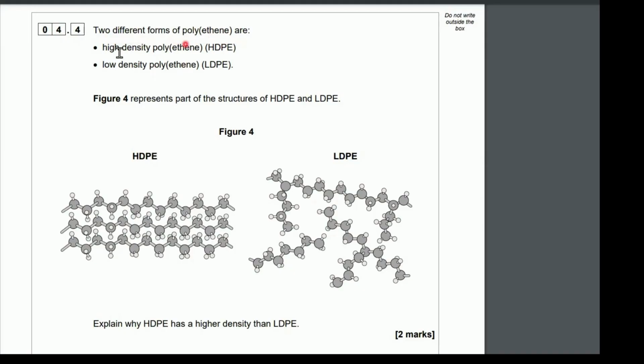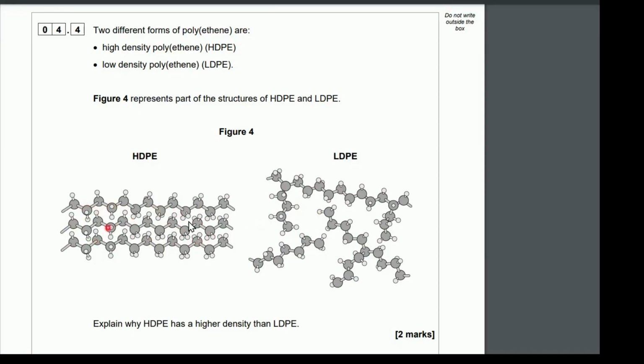4.4. Two different forms of polyethylene are high density polyethylene, HDPE, and low density polyethylene, LDPE. Figure 4 represents part of the structure of HDPE and LDPE. So we've got part of the units of HDPE and LDPE. Explain why HDPE has a higher density than LDPE. So if you look at this, why would you say this is more dense than this? Basically, if you had the same volume, the HDPE would be a lot heavier than the LDPE. Why is that? And hopefully you've spotted HDPE, the layers are closer together, or the polymer chains are closer together.